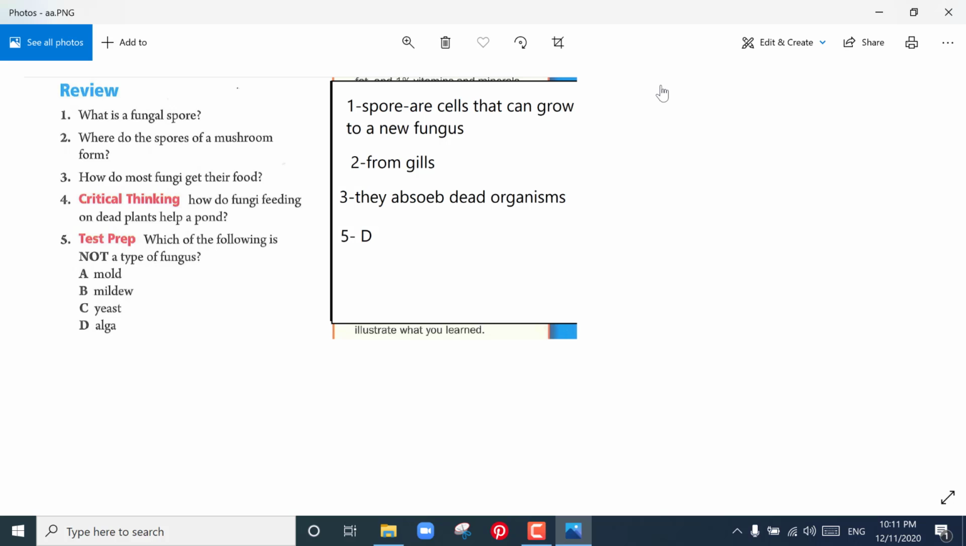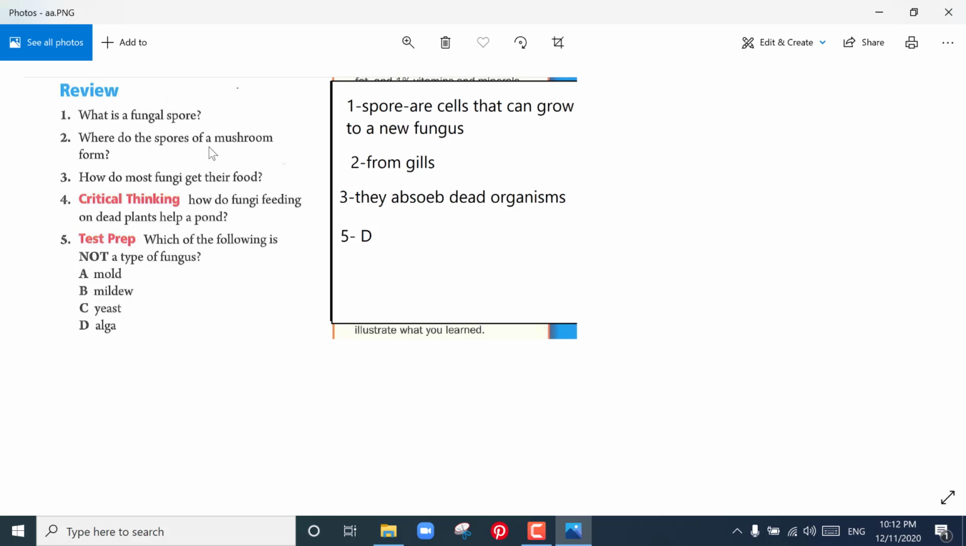Okay, students, now we have a review here, and I wrote the answers here. So I will read for you. After that, we will answer. What is a fungal spore? You can say a spore. Spores are cells that can grow into a new fungus. Fungus, by the way, is a plural, and fungi is a single. Fungi is one, like one mushroom, but fungus are plural, like you can say many.